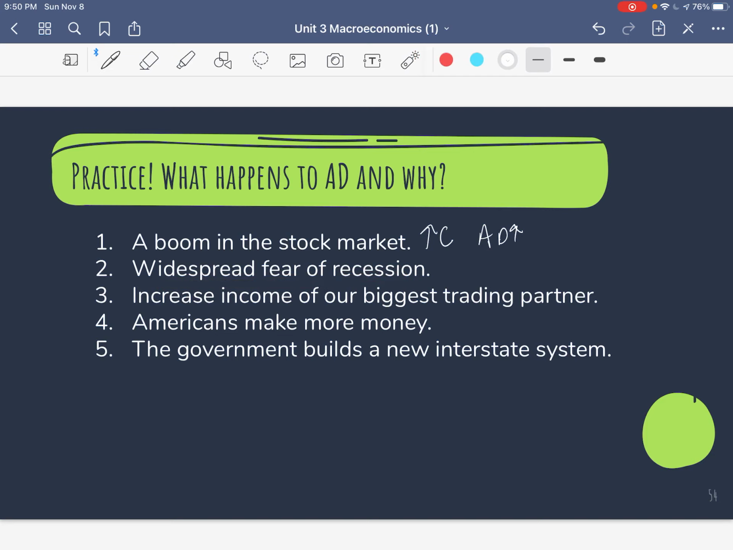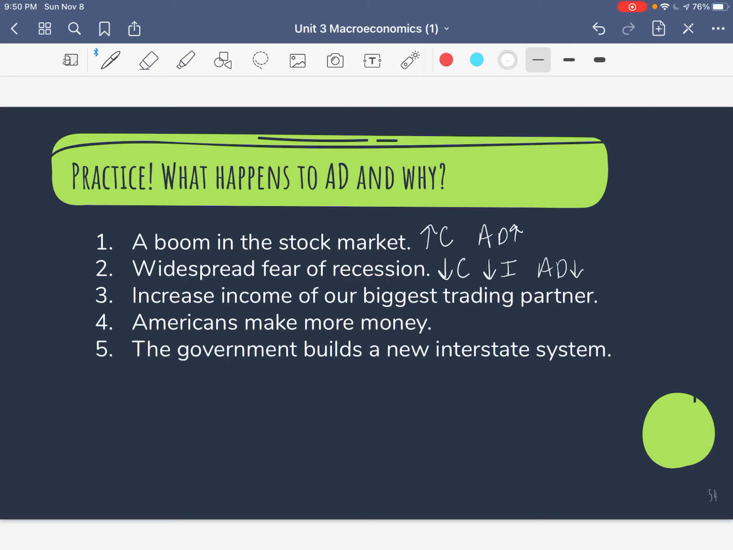All right, second one, widespread fear of recession. If people are afraid that their money isn't going to buy much, that they need to save money because they might lose their job, we're going to have a decrease in consumer spending. We could even have a decrease in investment spending because I'm not going to invest a bunch in my company. I want to save as much money as possible. That would make AD go down. Our demand for everything would go down because we're afraid we're going to lose money in a big old recession.